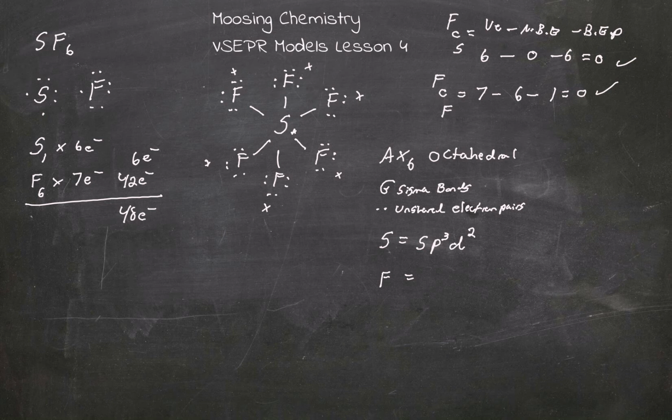Let's check out the hybridized orbital for F. We have 3 unshared pair electrons, which are located right here, right here, right here. And then 1 sigma bond, that would give us 4, so that would be sp3. Now the bond angles on an octahedral are going to be 90 degrees. So each one has a 90-degree angle.